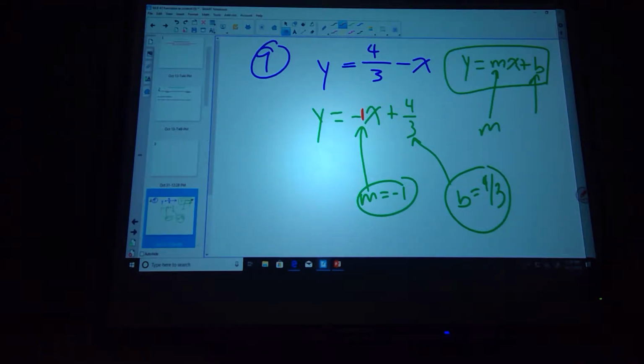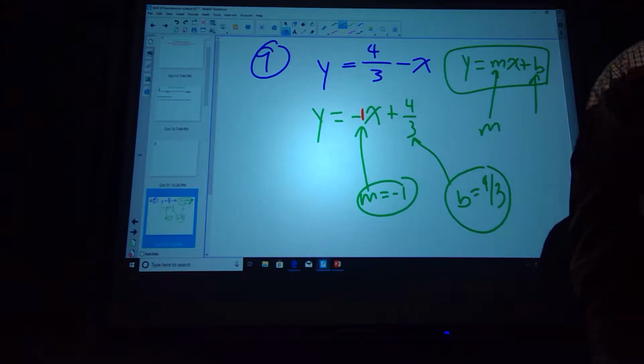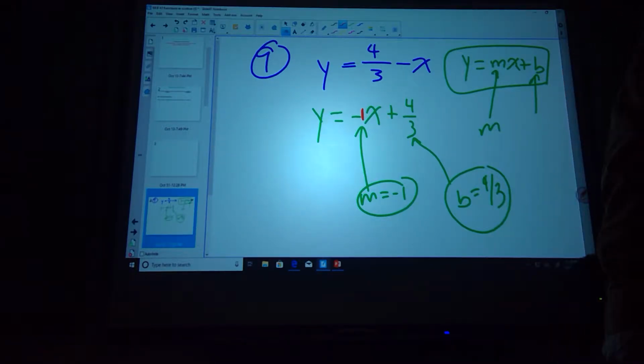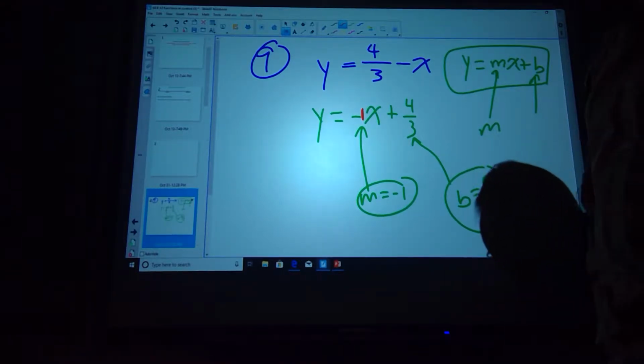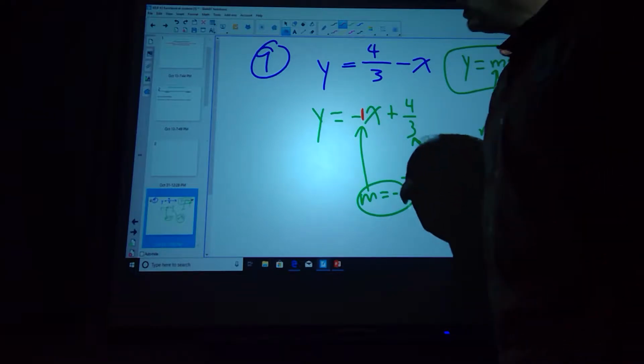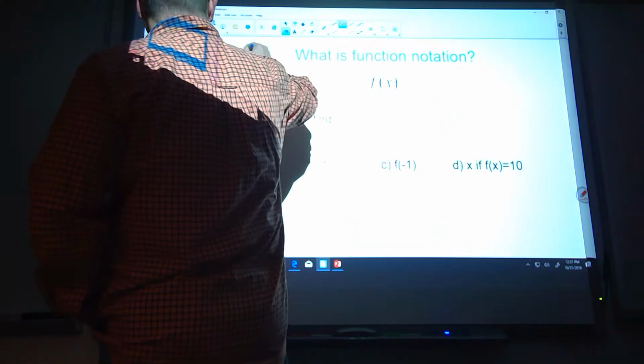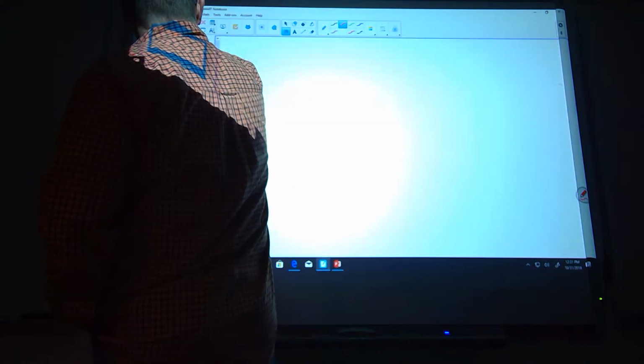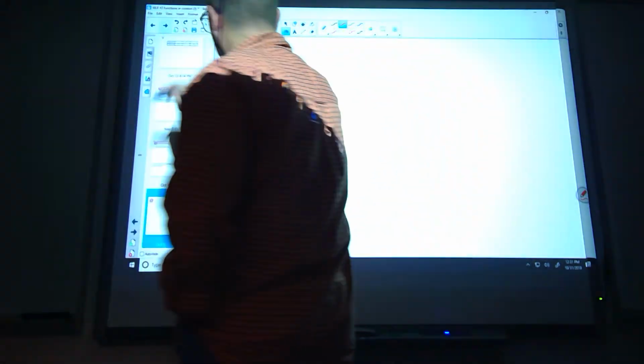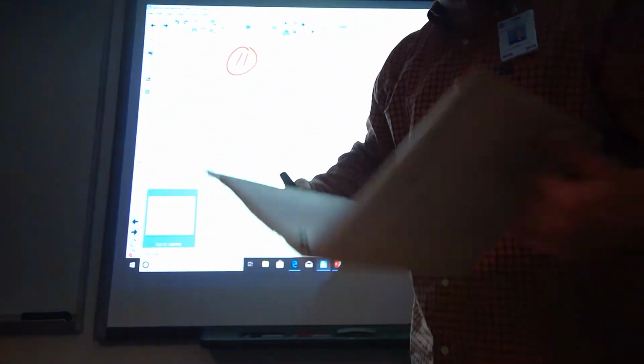What else do we have on page 95 that you'd like to take a look at? What else? So for example, on 11, yeah, we could do that. You want 11? Cool. So number 11.